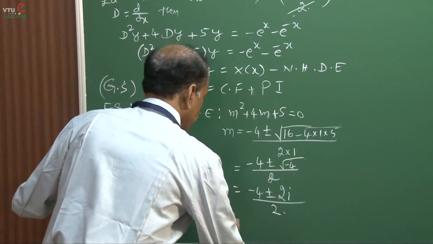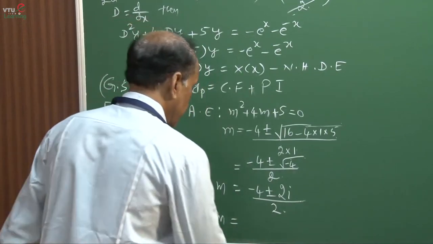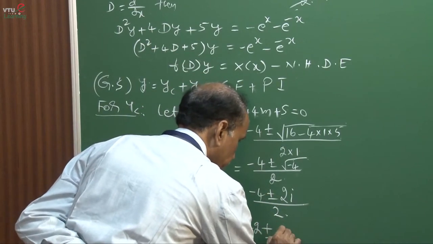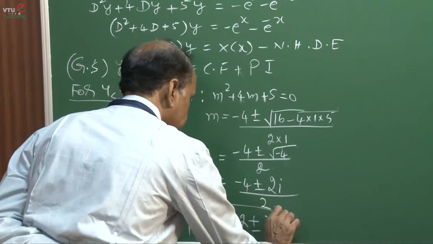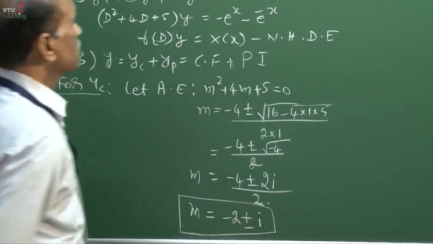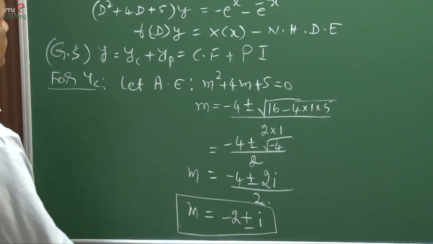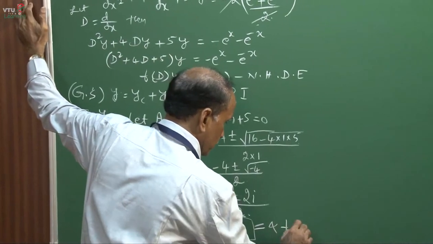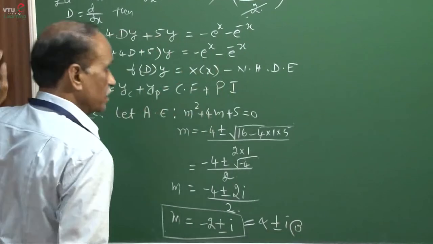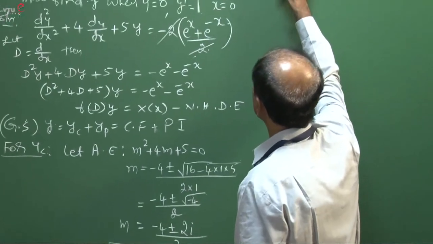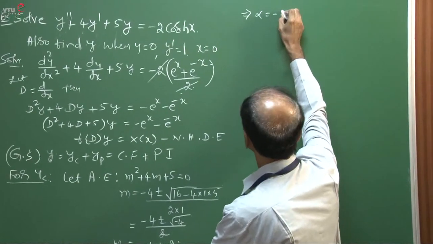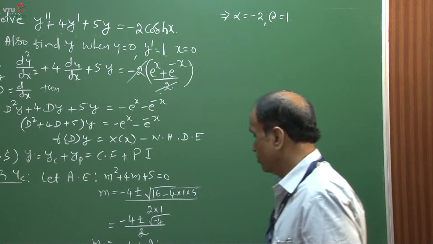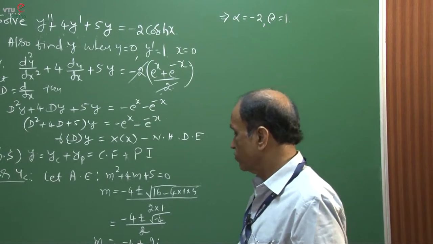This is for m. Finally, m takes the value, 2 has to be divided here, minus 2 plus or minus i. This is the imaginary part. This is the case of imaginary roots. That means minus 2 plus or minus i can be compared with alpha plus or minus i beta. In this case, alpha is equal to minus 2, and beta is equal to plus 1, because in plus or minus i beta, the coefficient of i is beta.